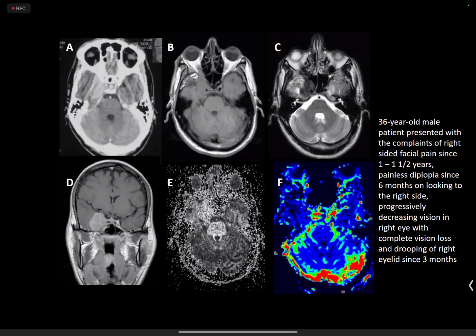Ma'am, there is a homogeneously hyperintense T1 lesion seen in the right mesial temporal lobe and parasellar region, which has decreased uptake on perfusion, and it is heterogeneously hypointense on T2 sequences. Hypointense, that's right.